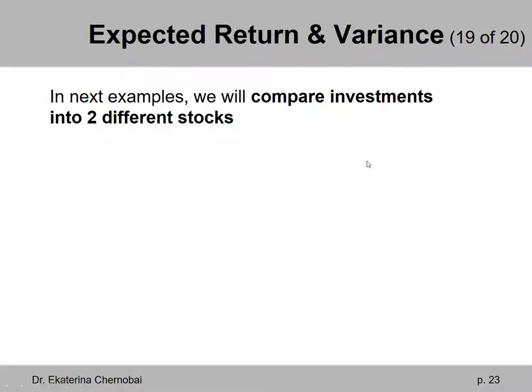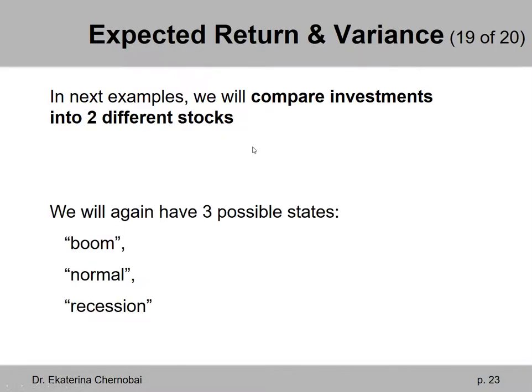In the next examples, we will compare investments into two different stocks. And we will again stick to three possible states of the economy: boom, normal, recession. In some problems in this class, for example, in the homework assignments, you may see only two states, let's say good and bad, or boom and recession, or three states, or four states. I don't think I recall seeing more than four states of the economy, although you can technically have as many states of the economy as you like.